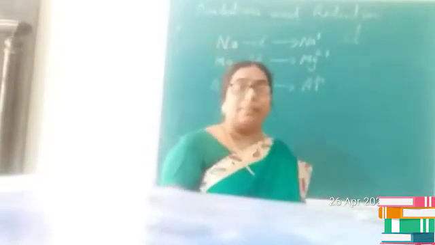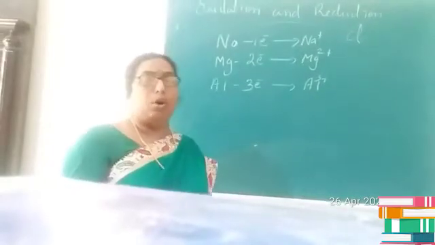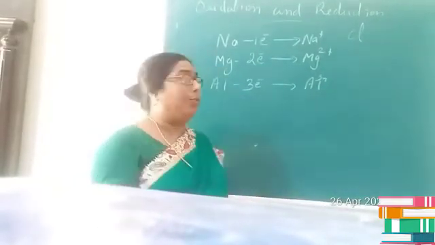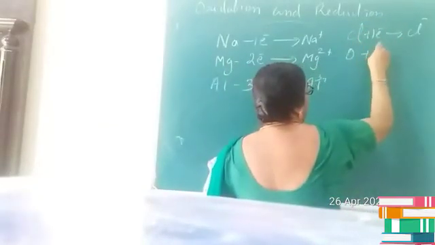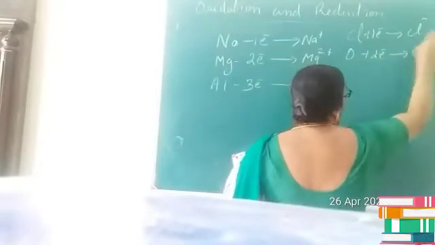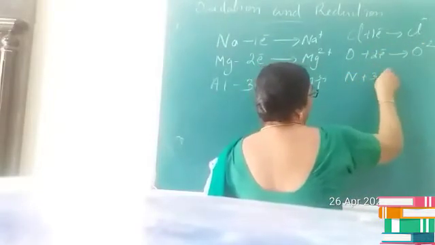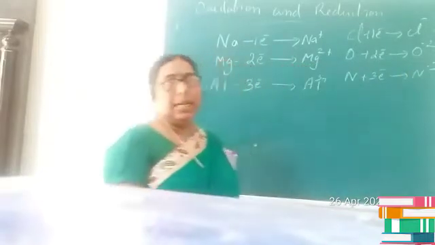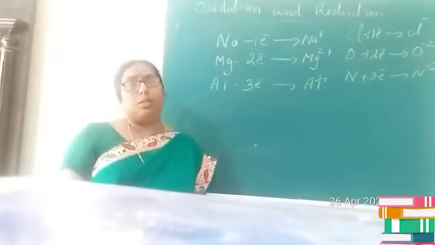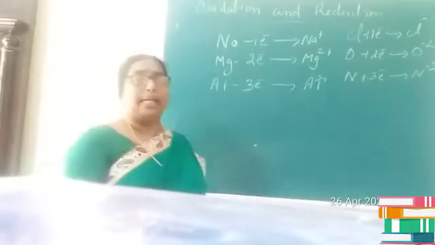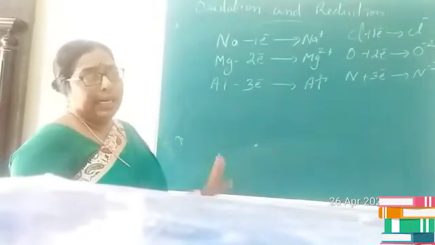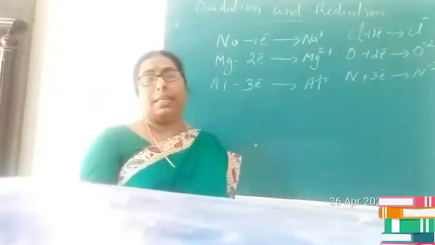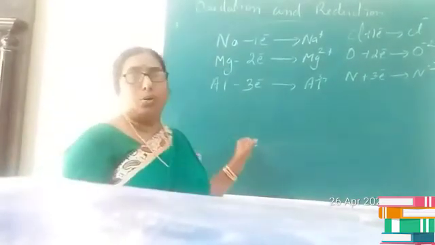Let us consider chlorine. You know that chlorine's configuration is 2, 8, 7. So in order to attain stability, chlorine always shows a tendency to gain one electron. So chlorine will gain one electron and form Cl-. Or oxygen has a tendency to gain 2 electrons and form O2-. Or nitrogen has a tendency to gain 3 electrons and form N-3. Is it clear? So this process which involves gaining of electrons is termed as reduction, and the element which undergoes reduction is called oxidizing agent. Is it clear, children? So we define oxidation and reduction in terms of electrons also.